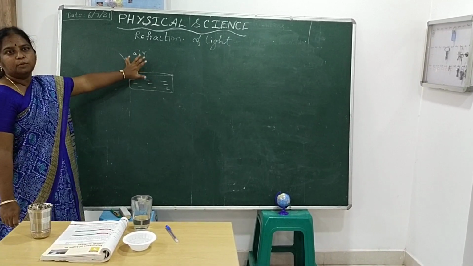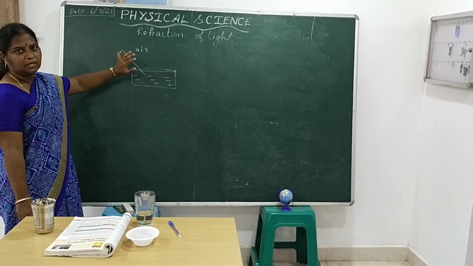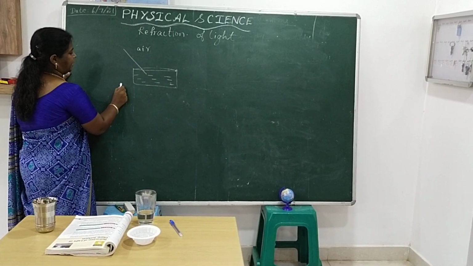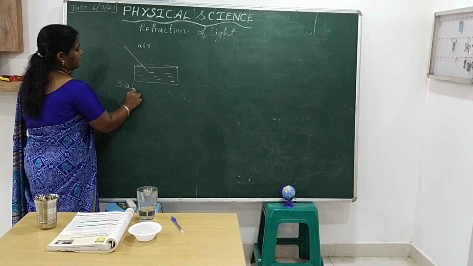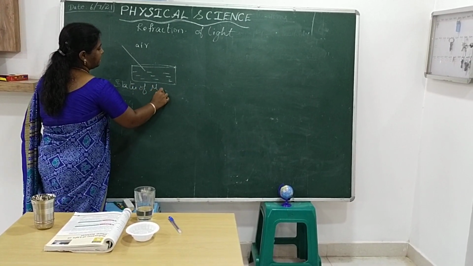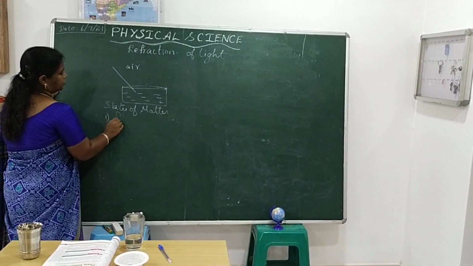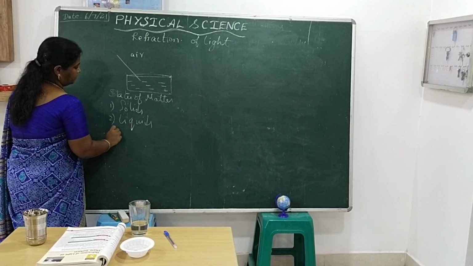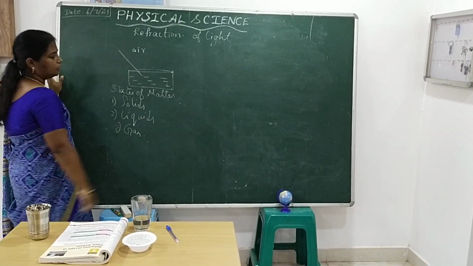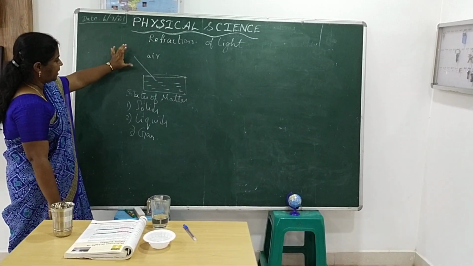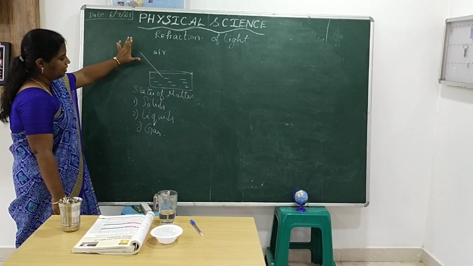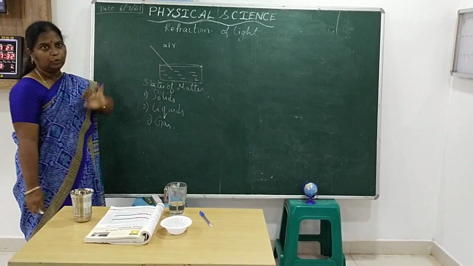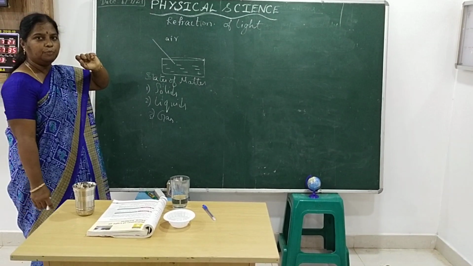Now here comes the states of matter. What are the three states of matter? The three states of matter are solids, liquids, and gas. So we are coming back here. It is your air, that is your gas, and here we are taking a liquid, and we are trying to pass light through two different mediums.